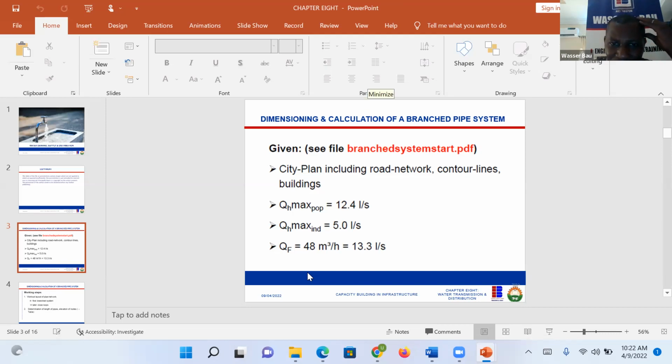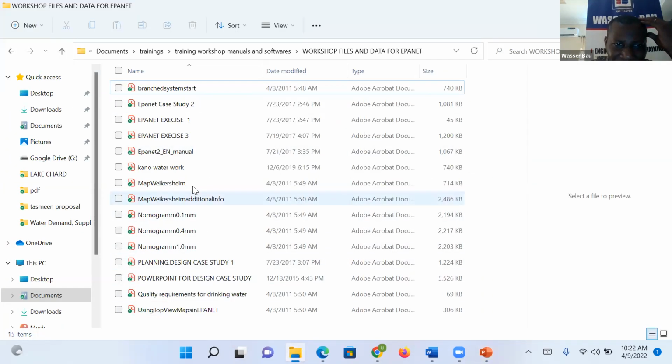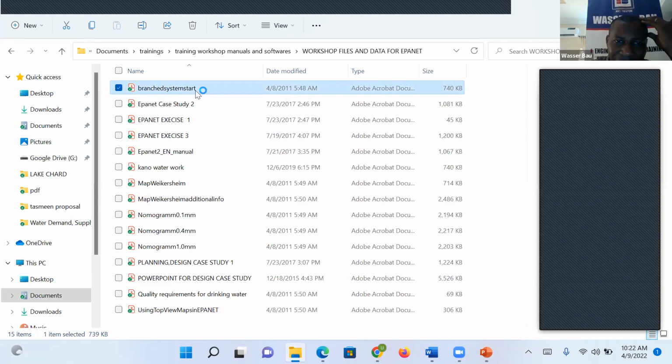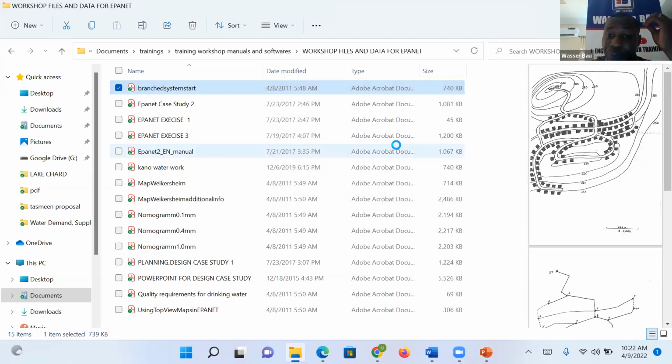There are two systems of pipe network design. We have the branch system and we have the loop system. The loop system, as the word implies, is where you have looping. You loop one after the other. I'll show it to us anyway.